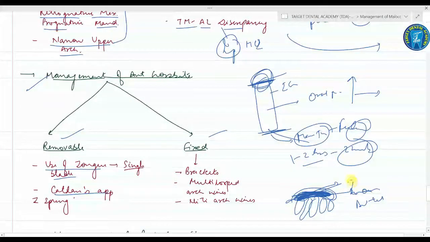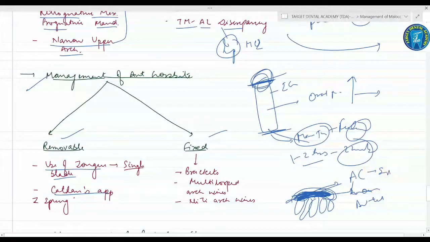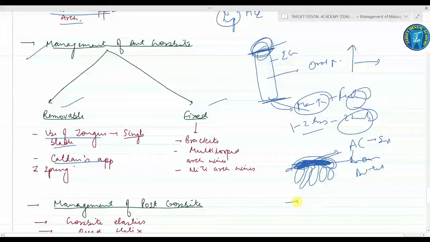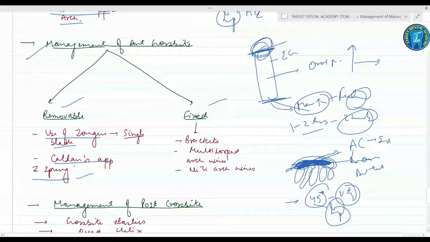Fine, and it is made up of acrylic, and it is used to treat a single tooth crossbite or a segment of the upper arch crossbite. Very important point which is commonly asked, the angulation. It is 45 degrees, a commonly asked MCQ. So the angulation of a Catalan appliance is 45 degrees. And the Z spring is also used to treat the anterior crossbite.